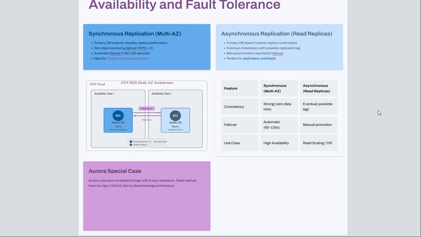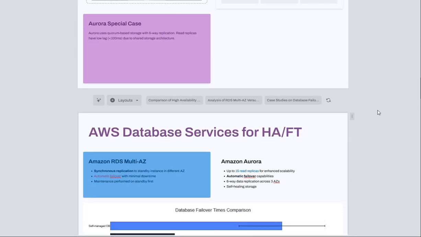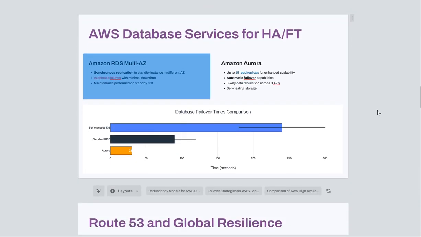Aurora is a special case. Aurora uses quorum-based storage with six-way replication. Read replicas have low lag due to the shared storage architecture. So Aurora uses quorum-based storage with six-way replication, and read replicas have very little lag, nearly none, due to the shared storage architecture, right? That's what we need to remember.